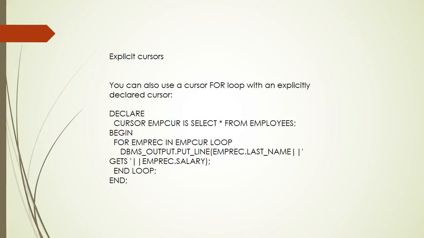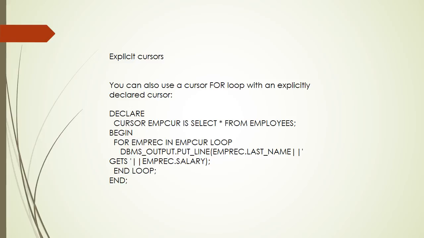Even though the cursor stores multiple records, only one record can be processed at a time, which is called the current row. When you fetch a row, the current row position moves to the next row too.